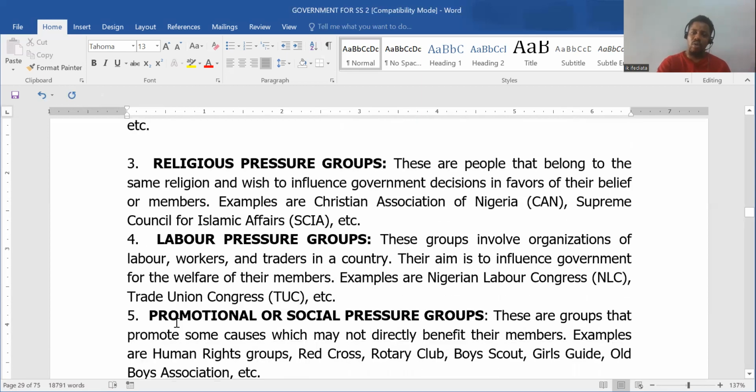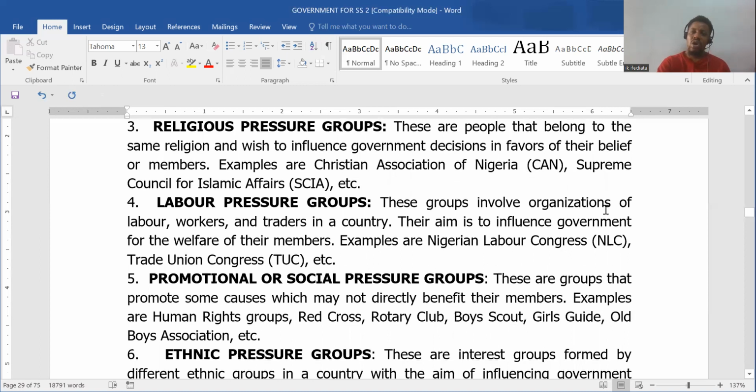Now we have labor pressure group. This group involves organizations of workers, traders in a country. Like if you are following the Nigerian news right now, you hear that NLC wants to go on strike on Wednesday with regards to the removal of subsidy, which the government, so to say, did not carry anybody along, just arbitrarily made that decision and threw everybody into economic hardship. So the labor group represents all workers, trade unions, and whatsoever.